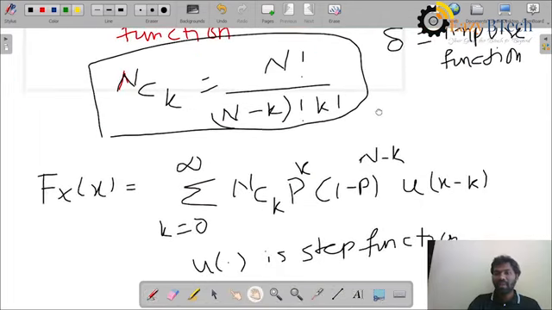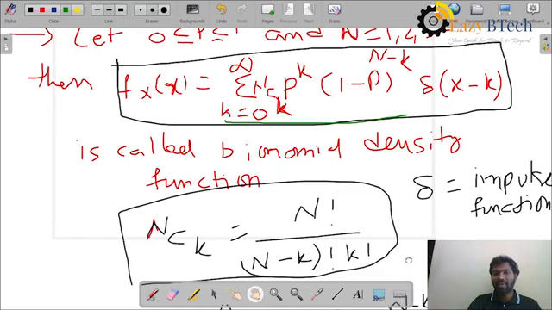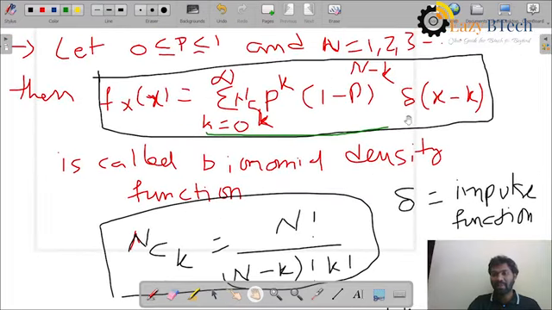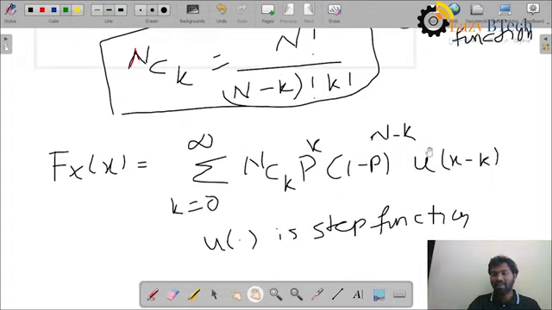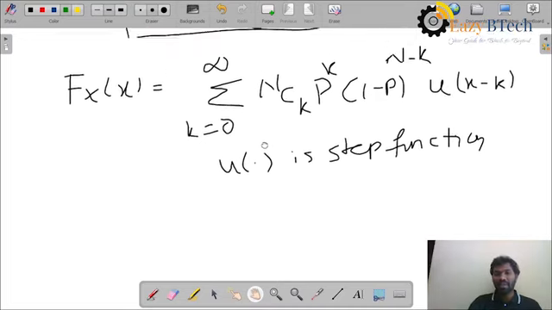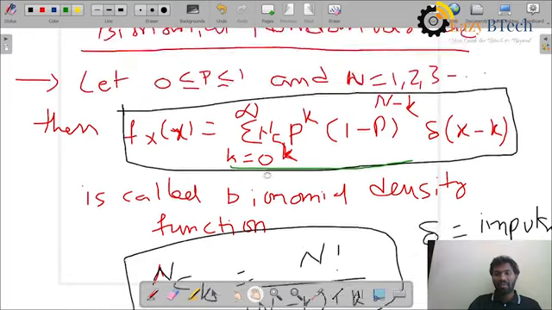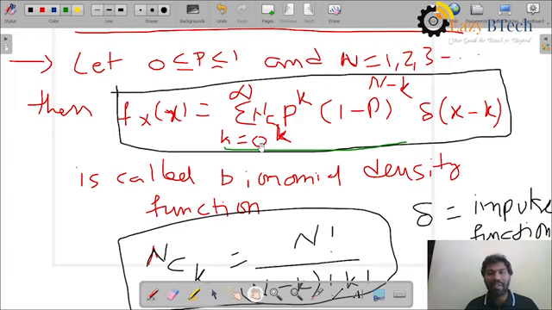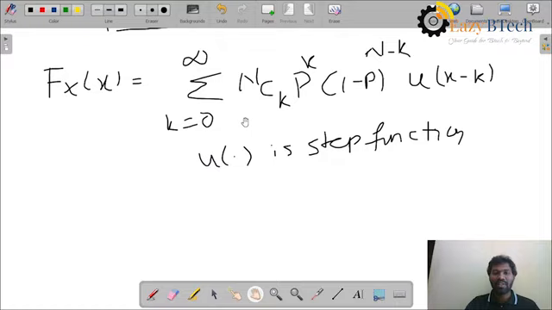We already know the relationship between the probability distribution function and density function. If you integrate the density function, you will get the distribution function. That means the integration of the impulse function becomes the step function. This is the explanation of binomial random variable. If ever they ask you about any random variable, you have to write the density function and distribution function.